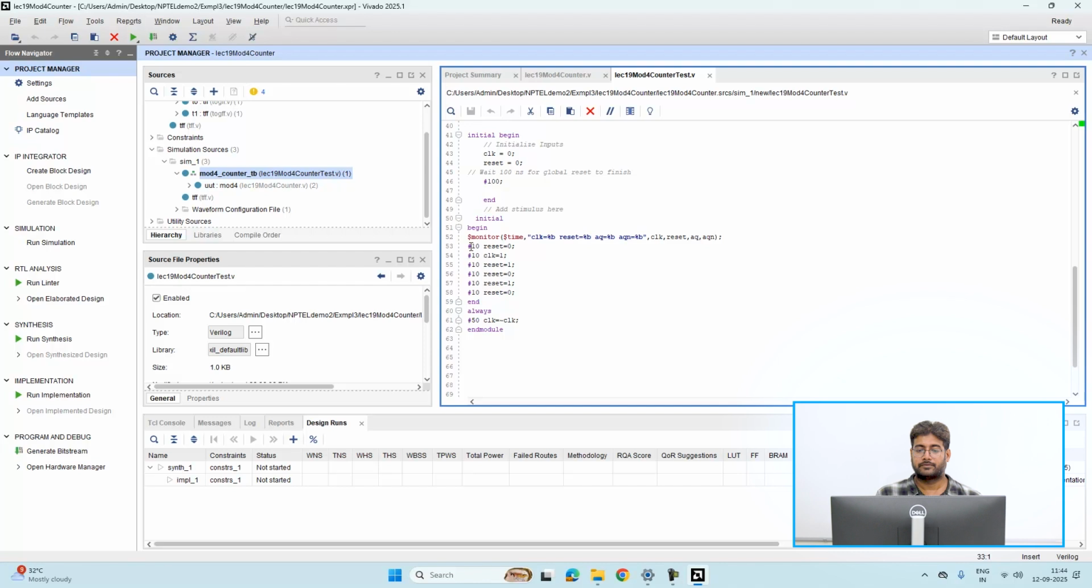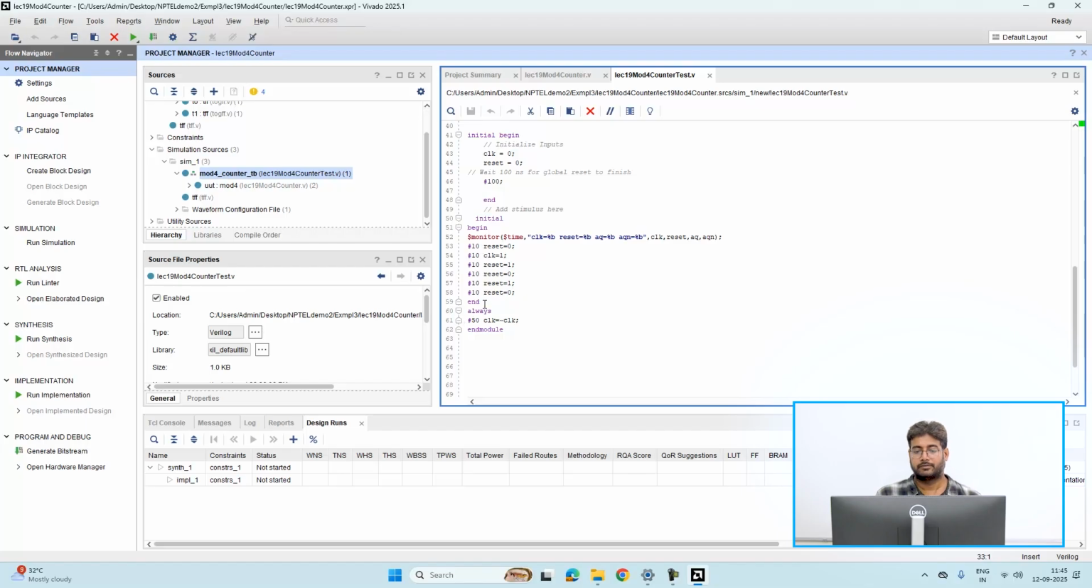Then stimulus is after 10 nanosecond from simulation time 0, reset will be made 0. Then again after 10 nanosecond, that means after 20 nanosecond from time equal to 0, clock will be made 1. Again after 10 nanosecond, that means after 30 nanosecond from time 0, reset will be 1. And so on, it will go up to here.